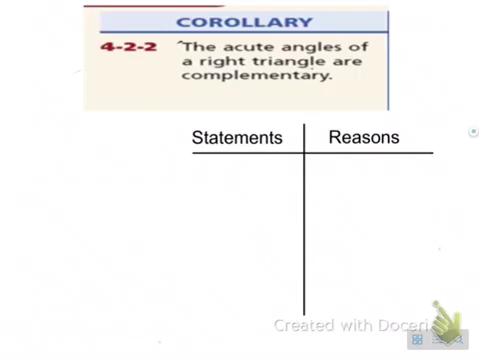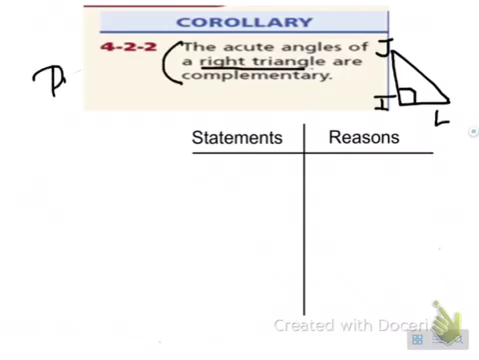Here's the next one. It wants me to prove that acute angles of a right triangle are complementary. So in order to do that, I know I'm given a right triangle, so I'm going to go over here and draw a right triangle. You can name the right triangle anything you want to. I kind of like to use my initials. I want to prove that the acute angles are complementary. So that means that they add to equal 90. So I want to prove that the measure of angle J plus the measure of angle L equals 90. That would make them complementary.